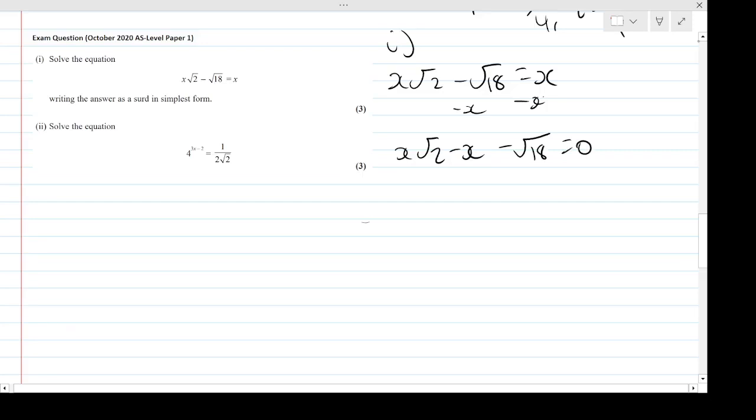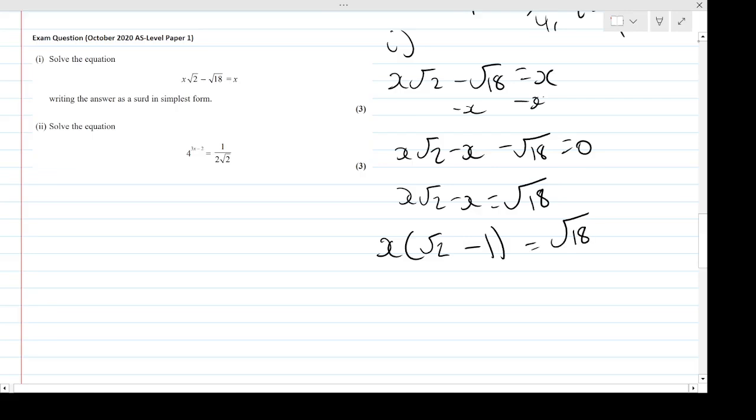Okay. Well then, the next best thing is actually to move everything else to the other side. So root 18 is not tagged to an x, so I'm going to move that to the other side. So then x root 2 take away x is just going to equal root 18. Okay. Well then, I've got x's on one side and just x's. Well then I could factor an x out. Again, think back to factorising earlier. x is common to both terms, so I could pull out an x and say root 2, take away 1. Okay, hope you recognise we can do that. And that'd be root 18.